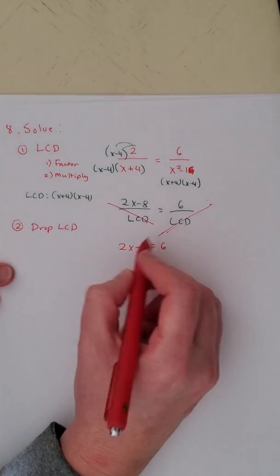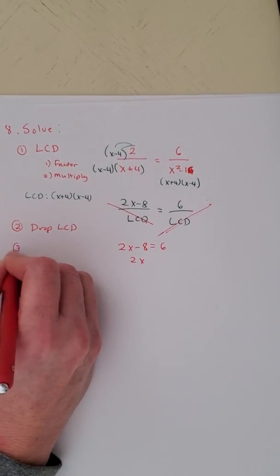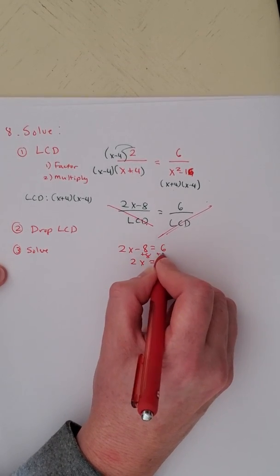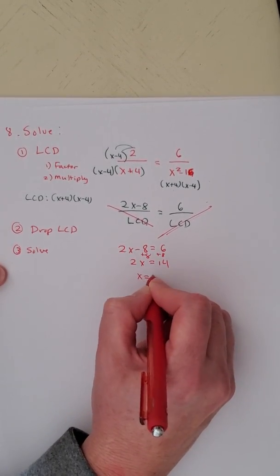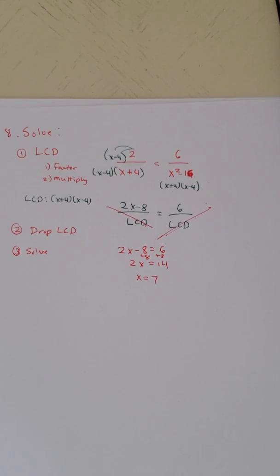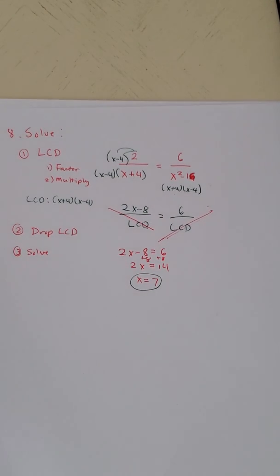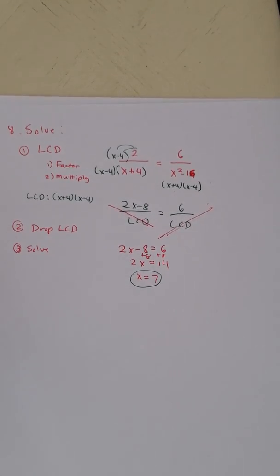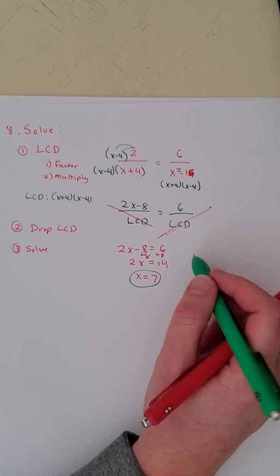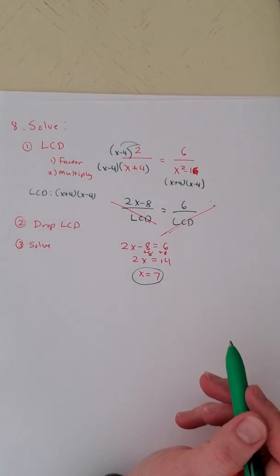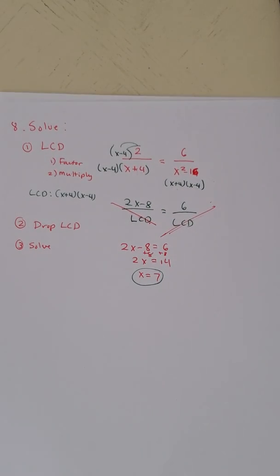To solve this, we would move the 8 over, so that gives us 14. x equals 7. The last thing is to check, because it's possible that this value could make the rational function undefined. So you check it back. It doesn't. 7 is okay here. So x equals 7 is our solution.